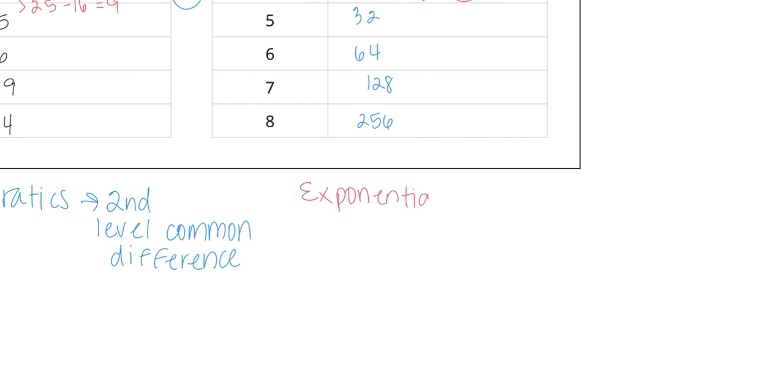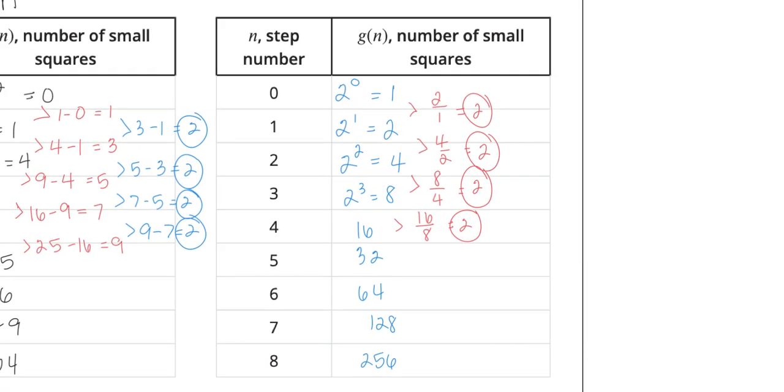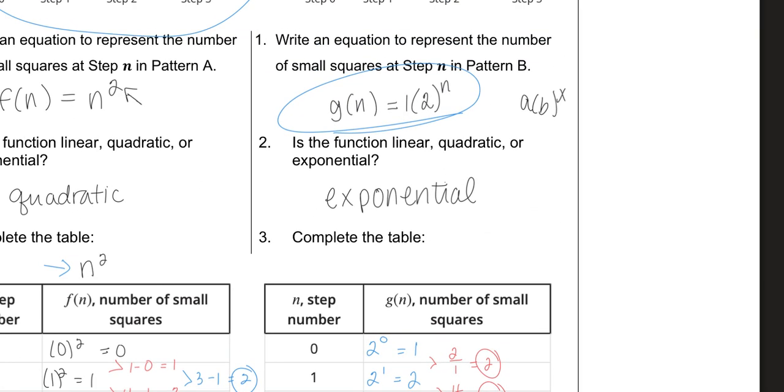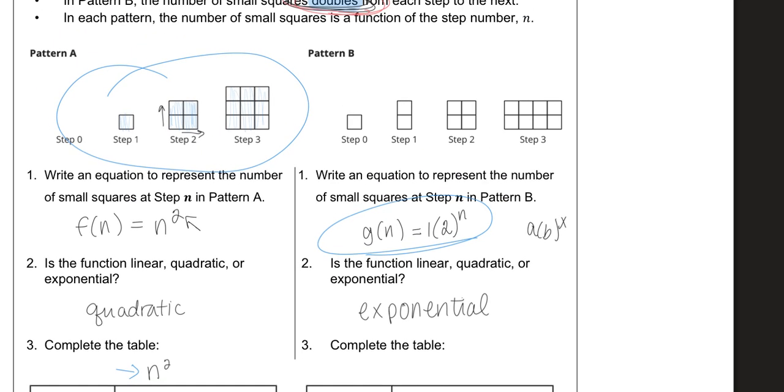Exponential, which we know from our exponentials unit, has a common factor. Okay, so again here, you can see that in looking at your table here. You can see that in looking at your equation here. Or you can see that looking at your pattern up here. So there's multiple ways for us to see what type of function we have and how it's changing.